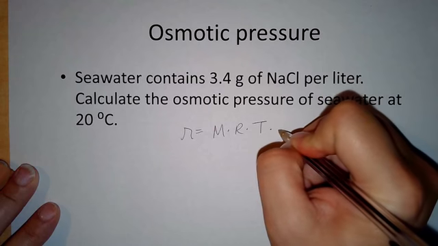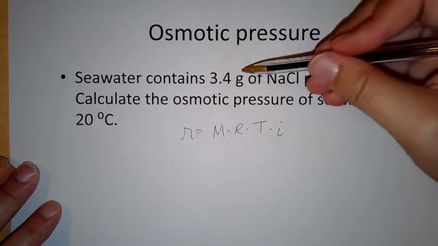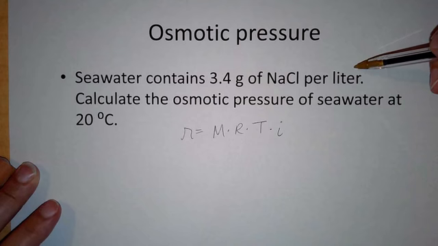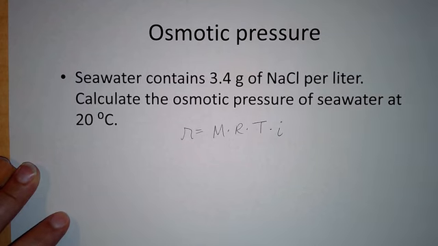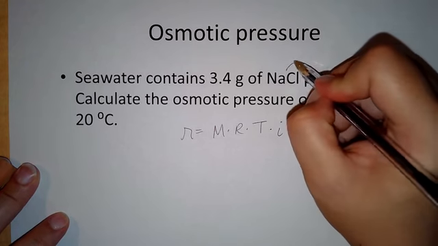So in this case, I have 3.4 grams of sodium chloride per liter in my seawater. What should the osmotic pressure be at 20 degrees Celsius? Because sodium chloride is an electrolyte, we have to look at the I value, which would be roughly 2, and incorporate that into our calculation.